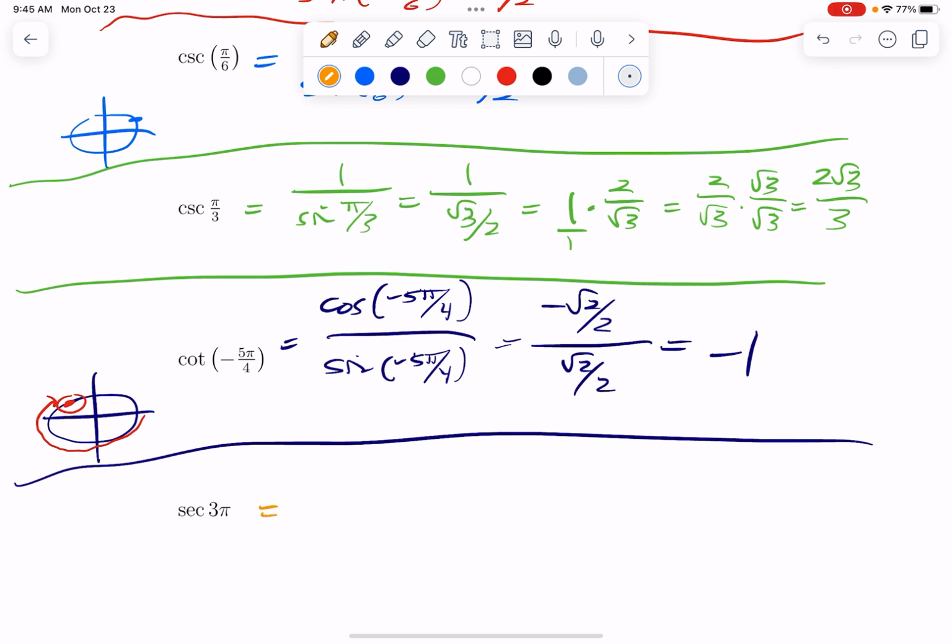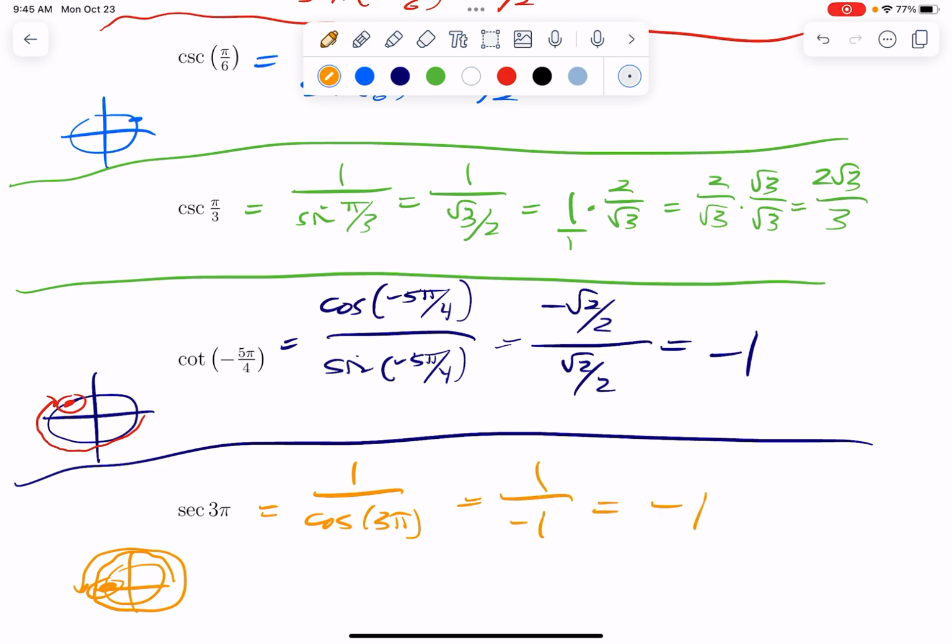And then secant of 3 pi is 1 over cosine of 3 pi. Cosine of 3 pi, 1, 2, 3 pi is this one here. So 1 over negative 1, which is negative 1.